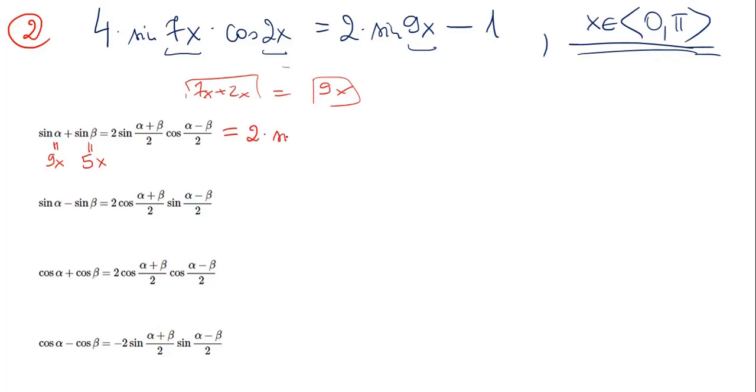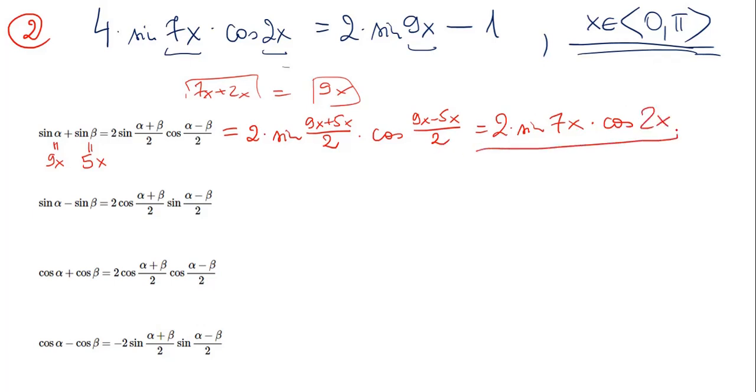It's 2 sine, then we have (9x plus 5x) by 2, times cosine (9x minus 5x) by 2. Let's take a look at what we get. It's sine of 14 divided by 2, so it's 7x, times cosine of 4 divided by 2, 2x. So that's a pretty good thing, because it's exactly what we have here, you see.